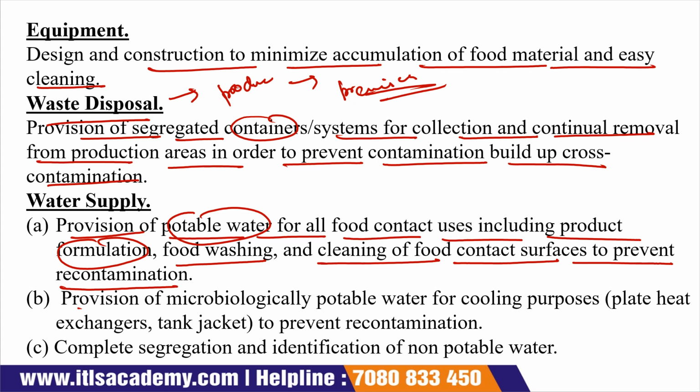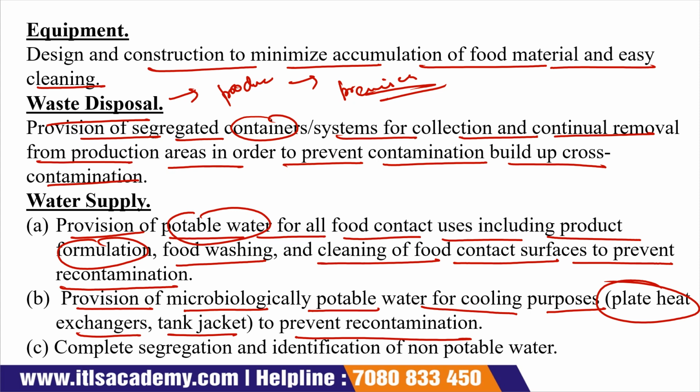The next is provision of microbiologically potable water for cooling purposes, that is your plate heat exchanger, tank, jacket, so that it will prevent recontamination. Complete segregation and identification of non-potable water. Okay, so if there is non-potable water present in the area, it should be completely segregated and identified.